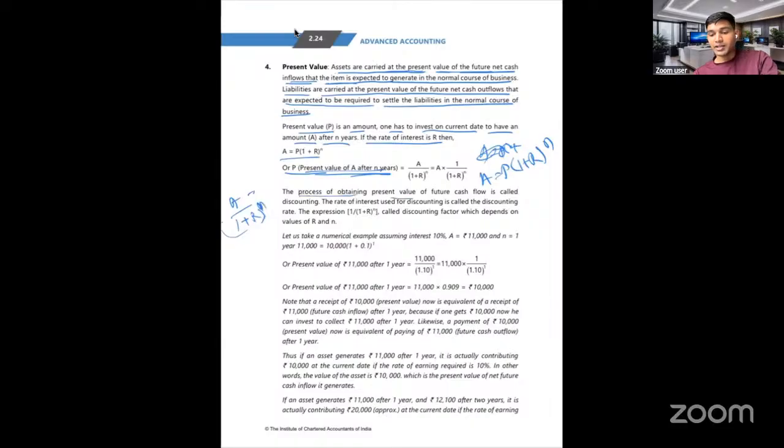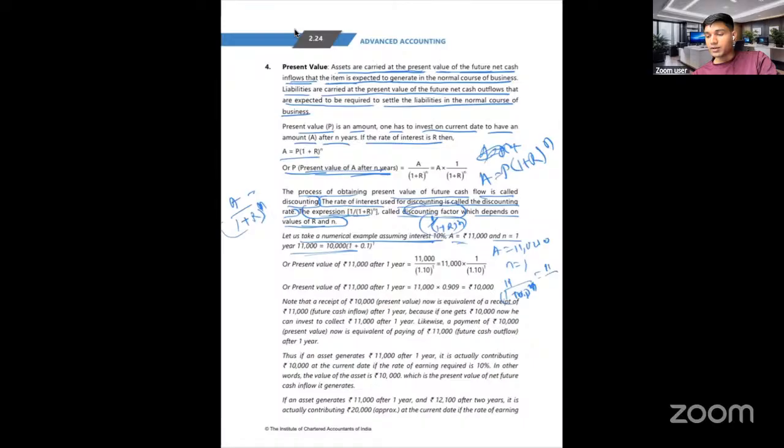The process of obtaining the present value of future cash flow is called discounting. The rate of interest used for discounting is called the discounting rate, and the expression 1 divided by (1 plus r) raised to the power n is called the discounting factor, which depends on the values of r and n. Let us take a numerical example, assuming an interest rate of 10%. So E is equal to 11,000 and n is equal to 1. Then the present value becomes 11,000 divided by (1 plus 0.1) raised to the power 1.